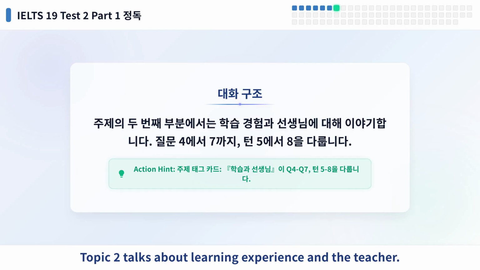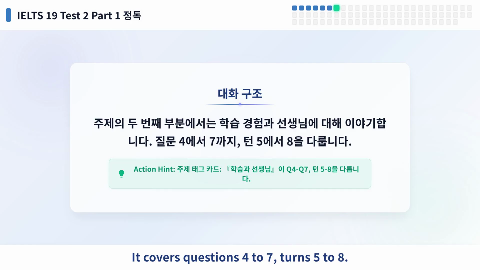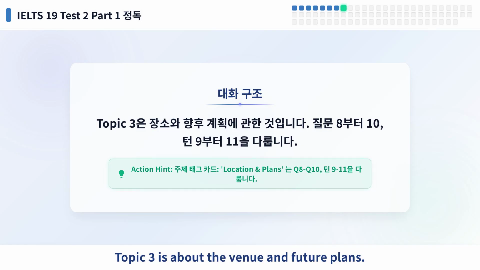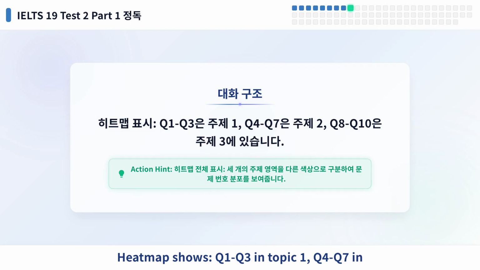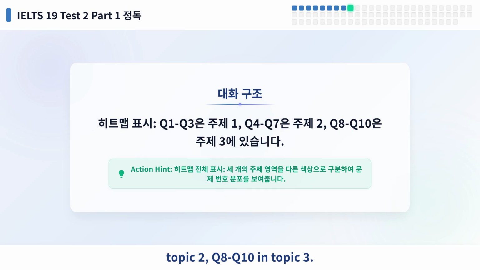Topic 2 talks about learning experience and the teacher. It covers questions 4 to 7, turns 5 to 8. Topic 3 is about the venue and future plans. It covers questions 8 to 10, turns 9 to 11. Heat map shows Q1, Q3 in Topic 1, Q4, Q7 in Topic 2, Q8, Q10 in Topic 3.